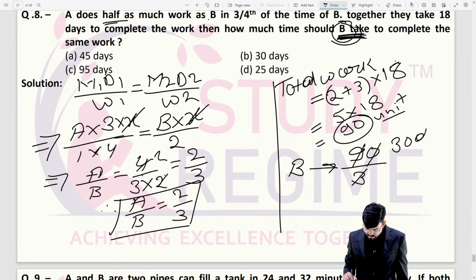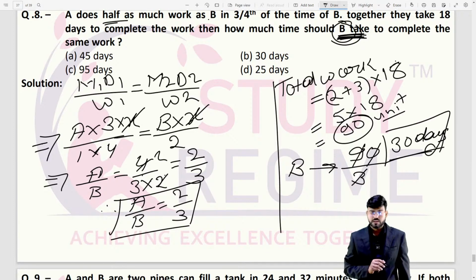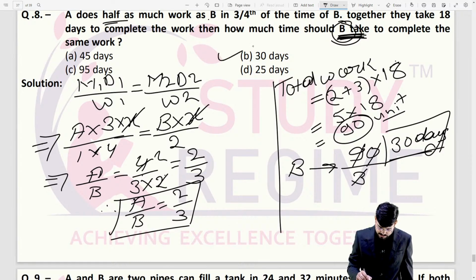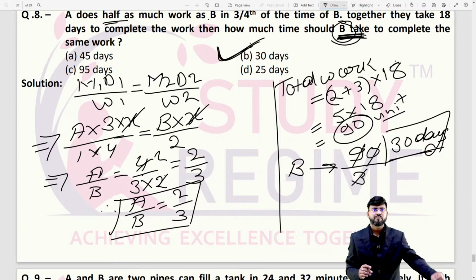You will get 30 days. So B will complete the same amount of work in how many days? 30 days. So your answer will be what? Part 8B. Very easy question.